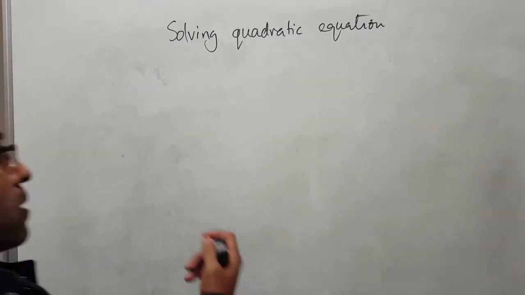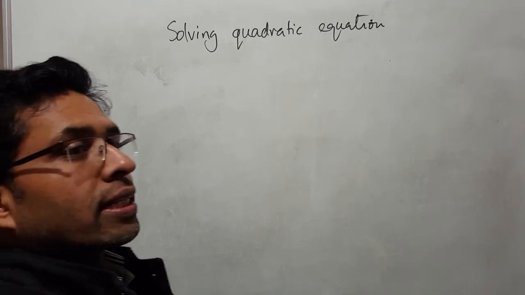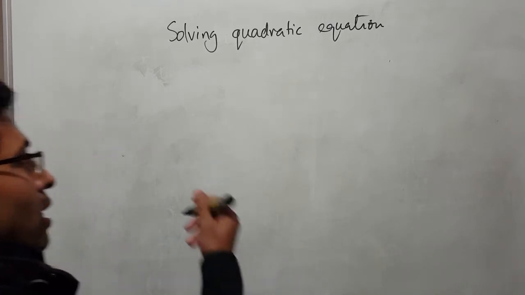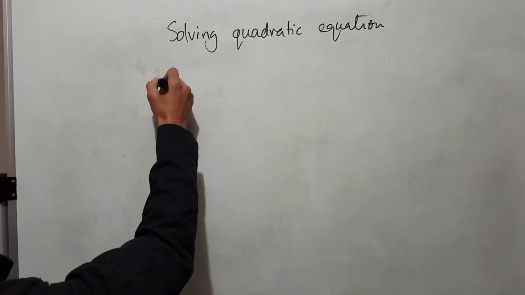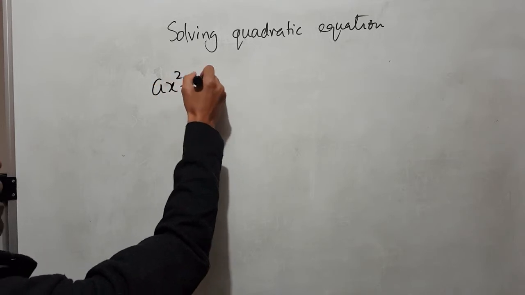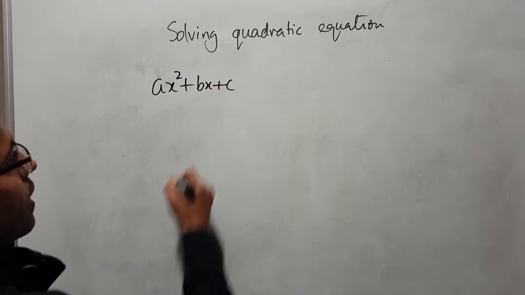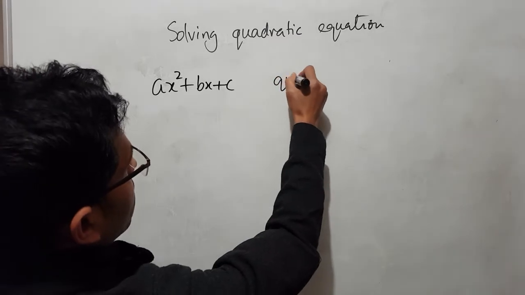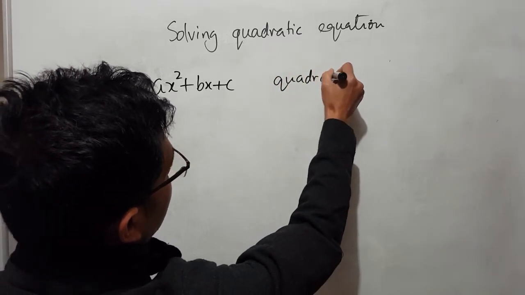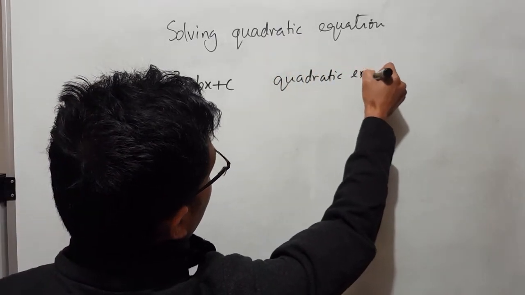As you remember correctly, when we were factorizing quadratic trinomials, I wrote down the general form of the quadratic expression as ax squared plus bx plus c. So this is called a quadratic expression.